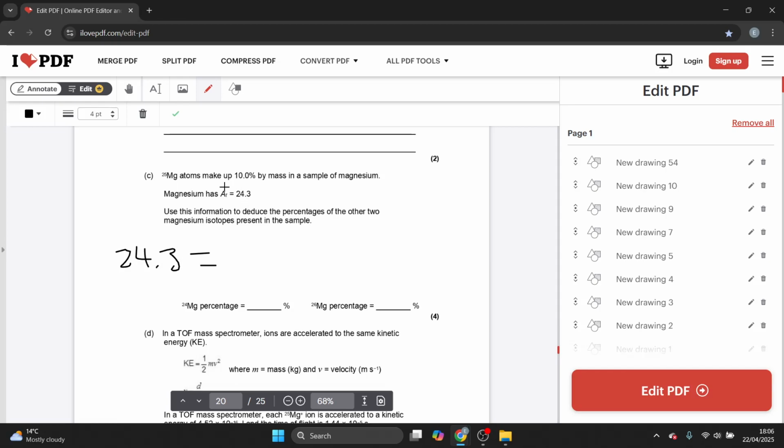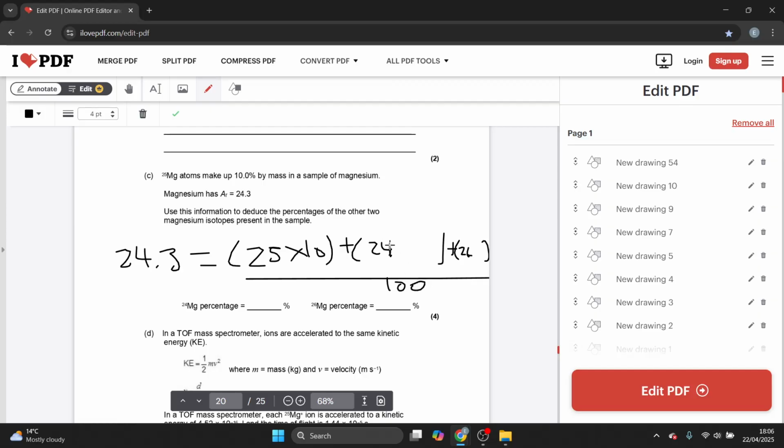equals 25 is 10%, and I've also got 24 and 26, plus 24 plus 26 over 100 because it's a percentage, obviously. Now what happens? Well, I'm going to let one of them equal y. It doesn't really matter which one. So I'm going to let 24 Mg equal y. So that's going to be 24y.